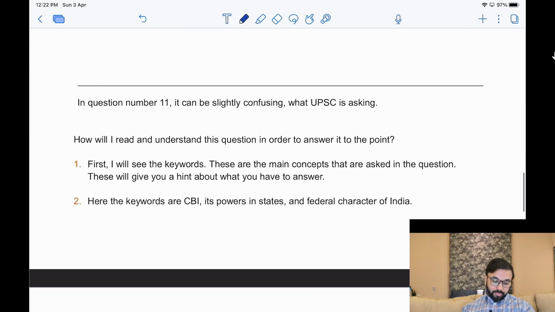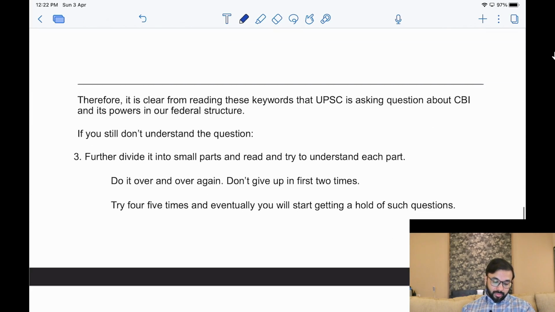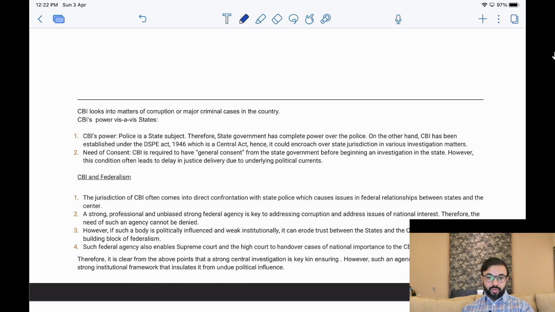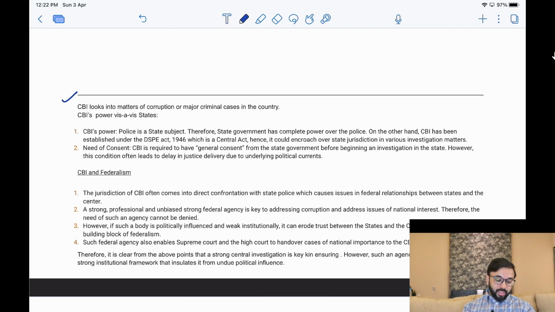All right, so keeping that in mind, what we will do is we will directly go to the answer of this question first, and then I will come to how I got to this answer. Similarly, in the first line I defined what the CBI does. You can define it in different ways. This is a very basic definition, very basic one-liner, that CBI looks into matters of corruption or major criminal cases in the country. Very simple. You can also say that CBI is a central agency or a federal agency that looks into various cases of corruption or major criminal cases across the country.